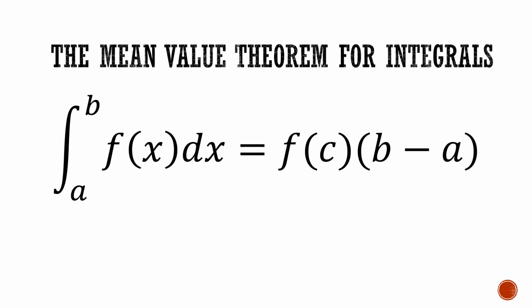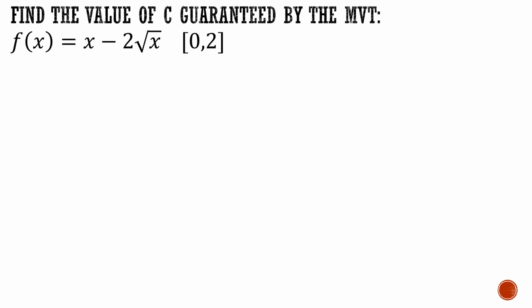The only difference is they're trying to figure out what value gives you the average value. What is the actual C value? Or x value, if you want to look at it like that. What's the x value that gives you the average value? So the average value theorem tells you the average value, where the mean value theorem tells you what x gave you that value. Let's work a couple examples.